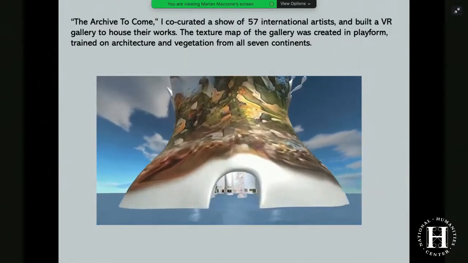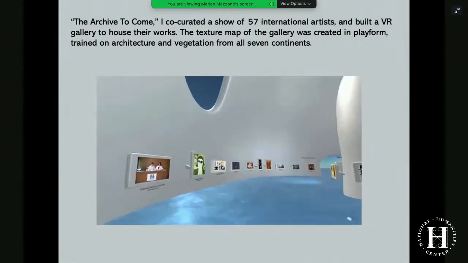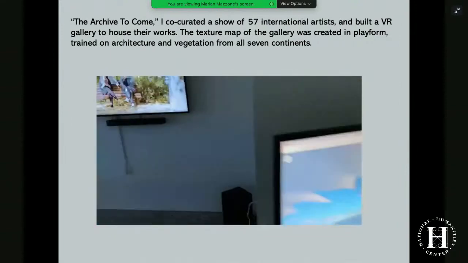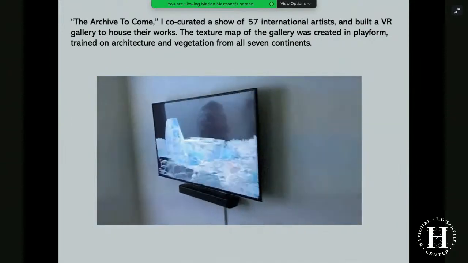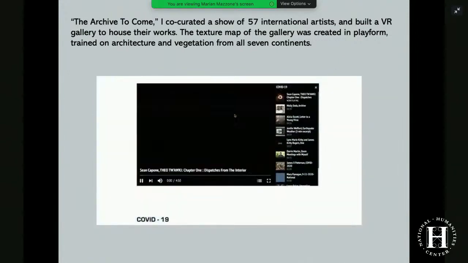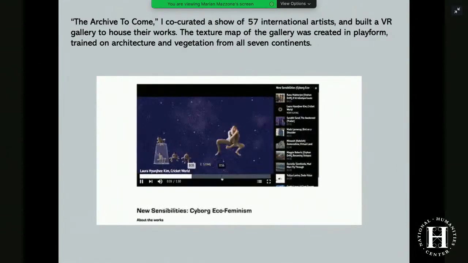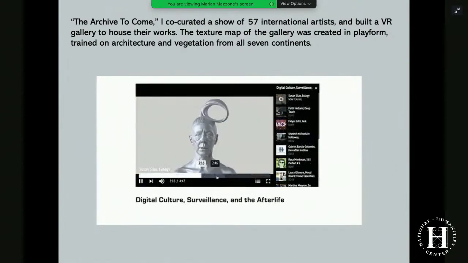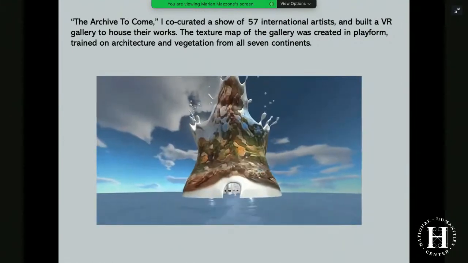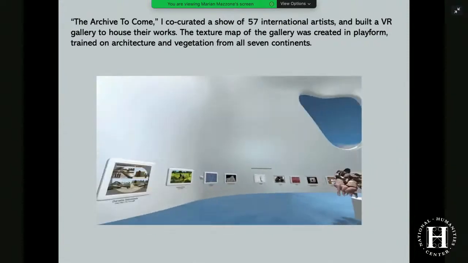Now, this is an animated GIF showing a curated project. So I co-curated a show last fall, and it included 57 international artists. And I built a gallery in VR, social VR, to house the works. And at the time, this show was entitled The Archive to Come. It also was a show that took place in physical reality in a gallery. Of course, people had to wear masks to attend, and online on a website.